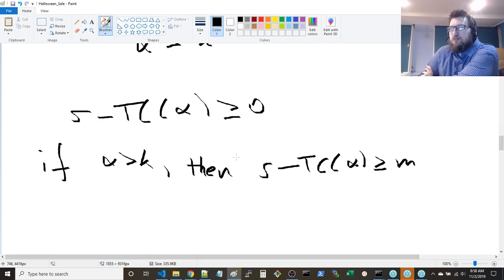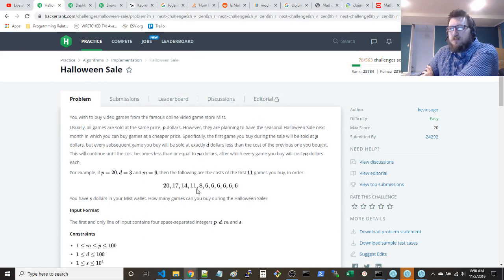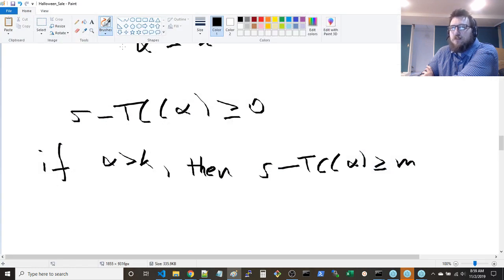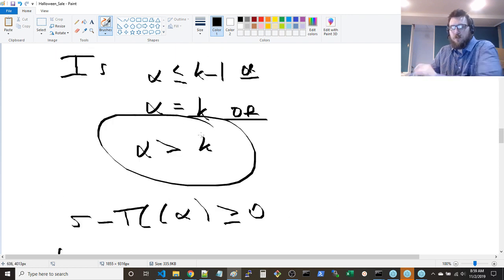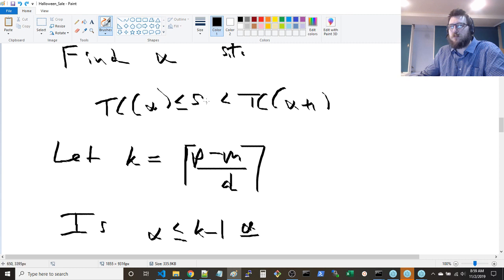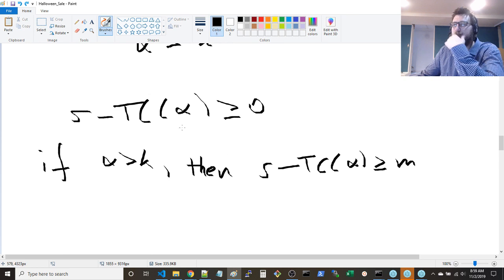Yeah, I think you can use a sort of predicate to determine this. So basically what we're suggesting is if we subtract this sum up here up to the sort of maximal point, if we subtract that sum from S and there's still enough left over to subtract another m, that means that we must be in the case of alpha greater than k, right? Where TC of alpha's got to be less than or equal to S.